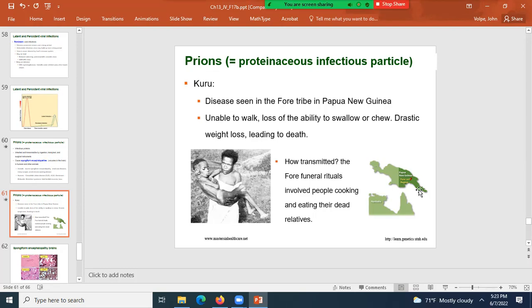And then of course now there's laws in Papua New Guinea that you no longer eat the dead, and the Fore tribe pretty much has no more kuru. Any question about any of that?